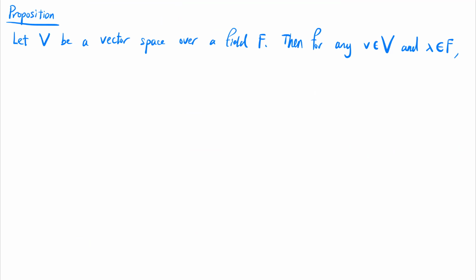Now let's look at a proposition. Let V be a vector space over a field F. Then for any v in V and lambda in F, we have 0 times v equals the 0 vector.